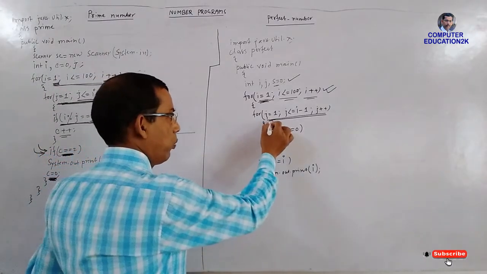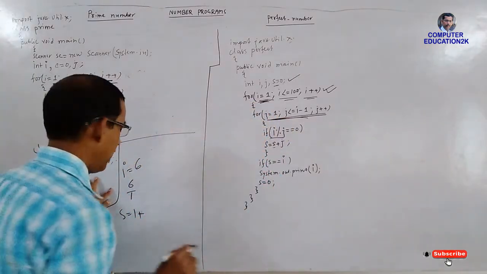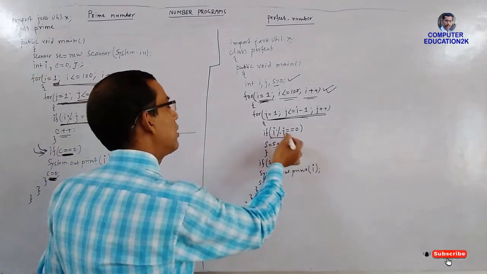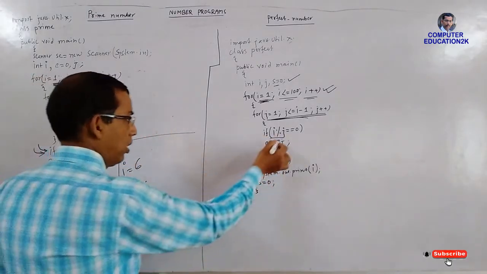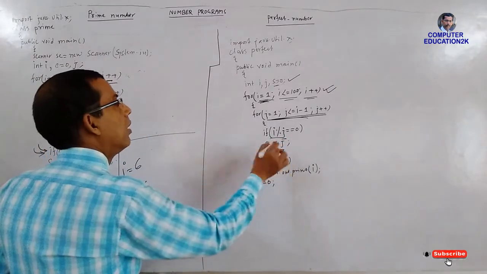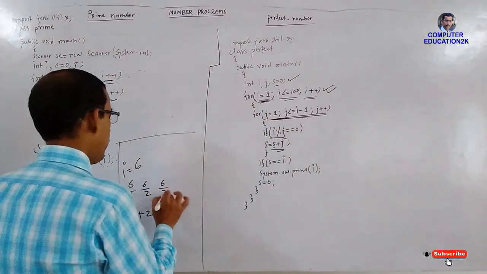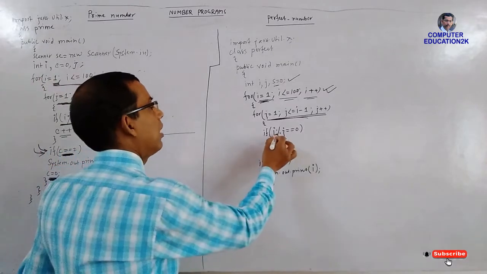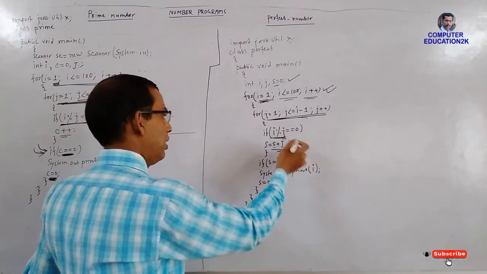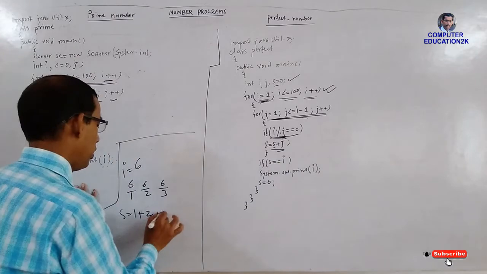Then this loop will run 5 times. So next time j will be 2, but i is still 6. So 6 by 2, is it going? Yes, it is going. Then the value 2 will come in s. Then j will be 3, i is still 6. 6 by 3, is it going? The condition is true, it is going. Then 3 will be added to s.